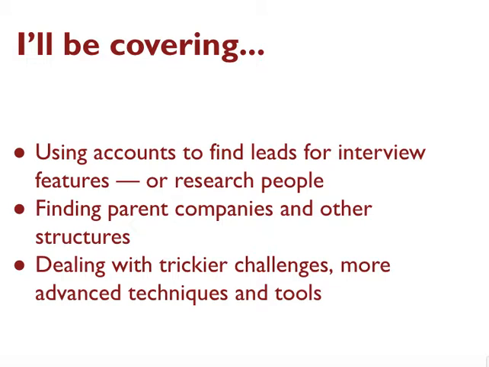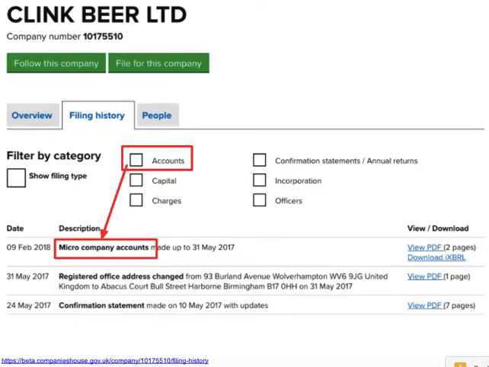We've already talked about finding parent companies and other structures and some of the more tricky challenges that might need some more advanced search techniques or different websites. I'll start with this example. This is a micro company, a craft beer company called Clink Beer Limited. And because it's such a small company, it has very little information in the accounts at all. So how can it give us some information that might be useful journalistically?